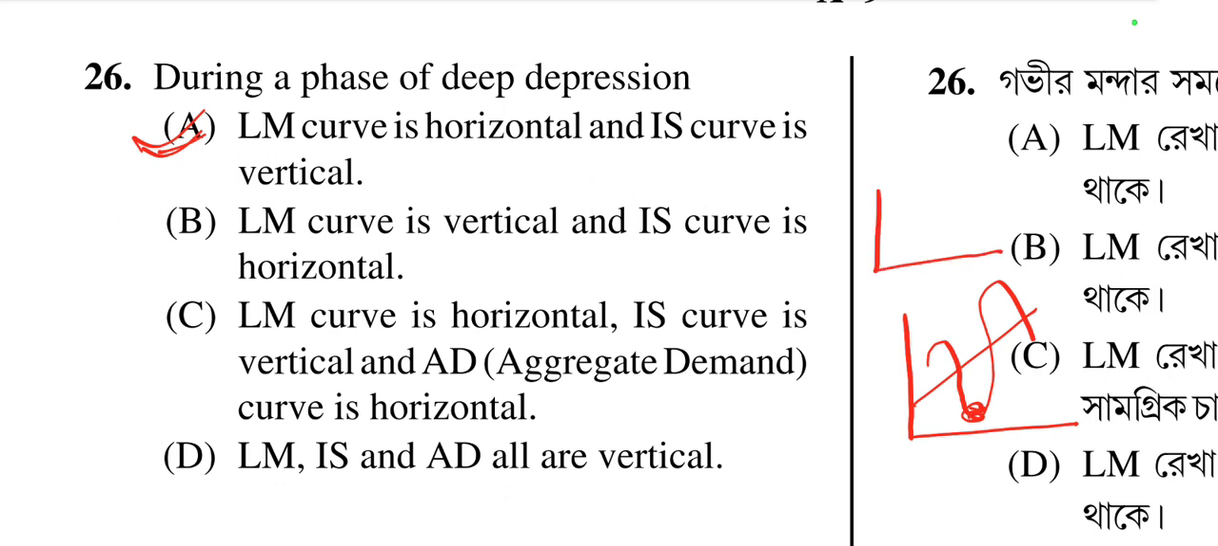Here the LM curve is a horizontal curve, indicating a liquidity trap where monetary policy is ineffective at stimulating further demand. So here the LM curve is horizontal and the IS curve is vertical. The shape of the IS curve is vertical. So option A is the right choice here.